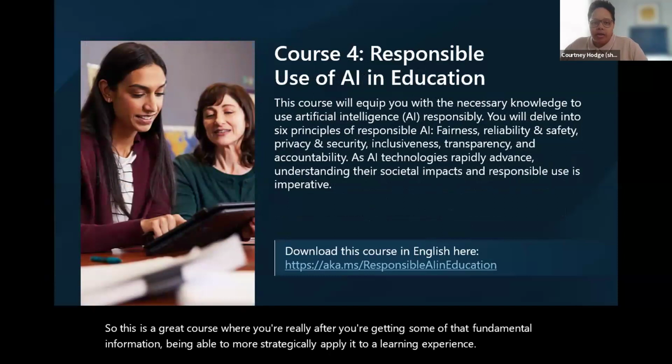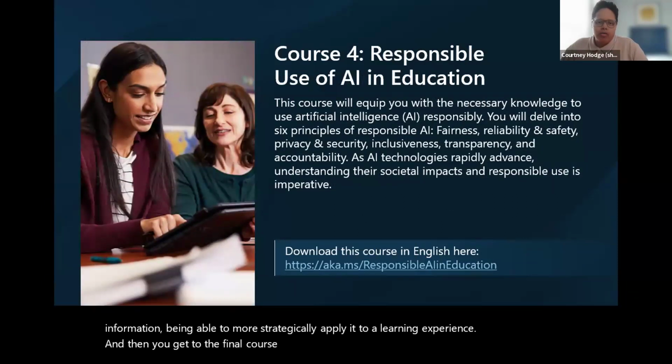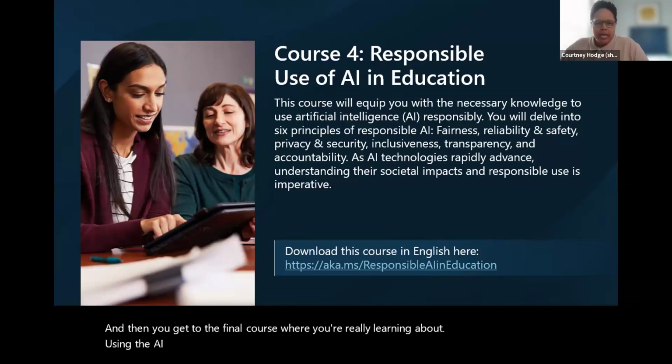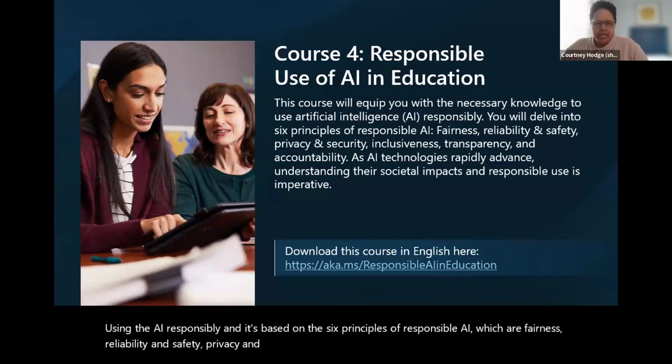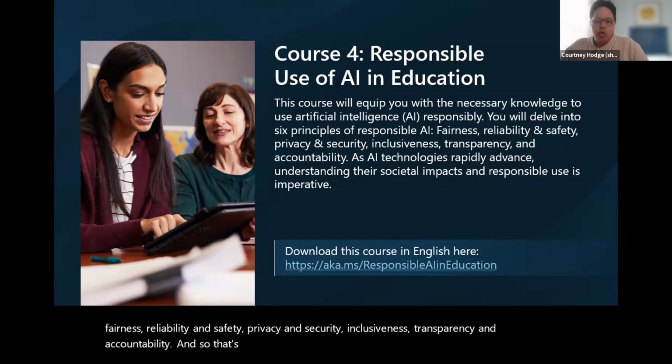And then you get to the final course, where you're really learning about using AI responsibly. It's based on the 6 principles of responsible AI, which are fairness, reliability and safety, privacy and security, inclusiveness, transparency, and accountability. And so that's what course 4 is all about.